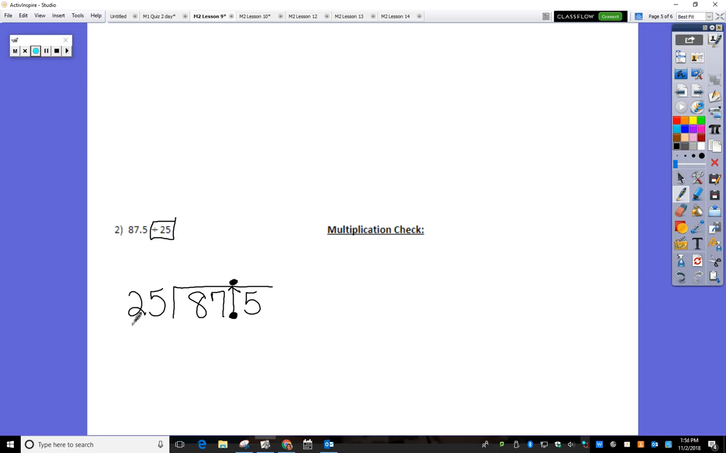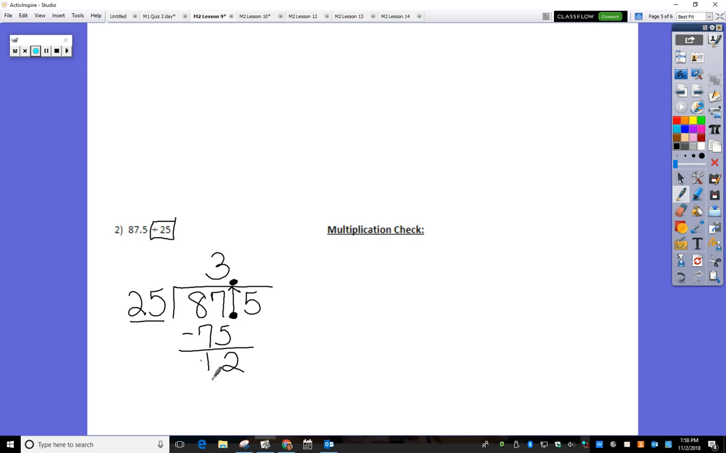My divisor is 25, which is actually quite easy to work with if you think in terms of quarters, like money quarters. So I'm going to do 25 into not 8 because it's too small, but 87. If I have 2 quarters, that's 50 cents. If I have 3 quarters, that's 75 cents. And if I have 4 quarters, that's $1 or 100 cents, which is too high. So 25 can go into 87 3 times. 25 times 3 is 75.